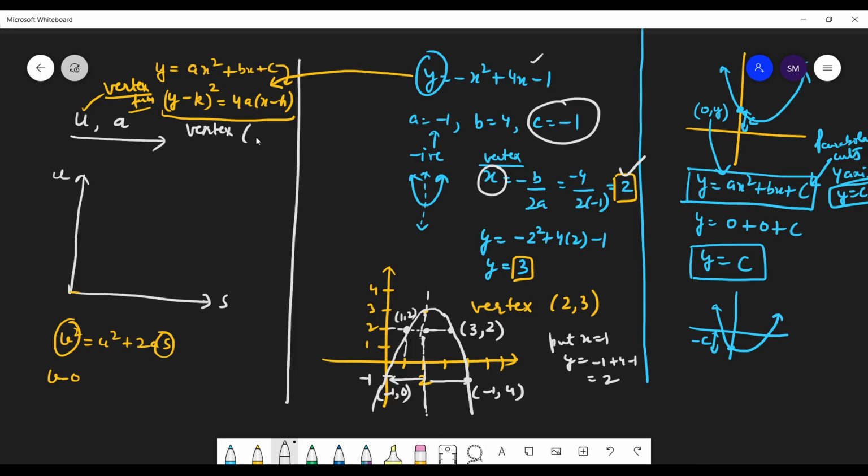The vertex will be (h, k). That is the beauty of this. If you write it in quadratic form, then this k should be minus here, and this h. So k and h are your vertex. Is this clear?